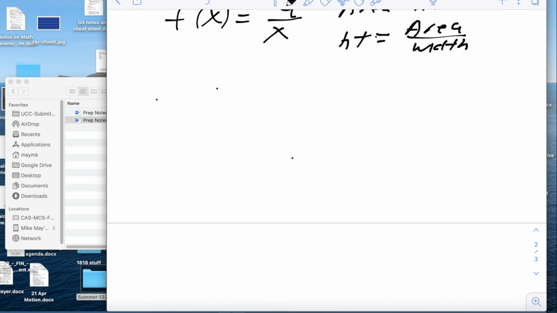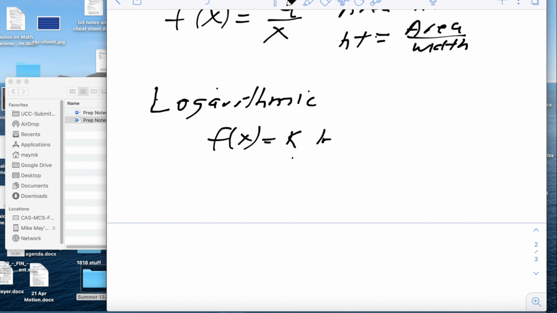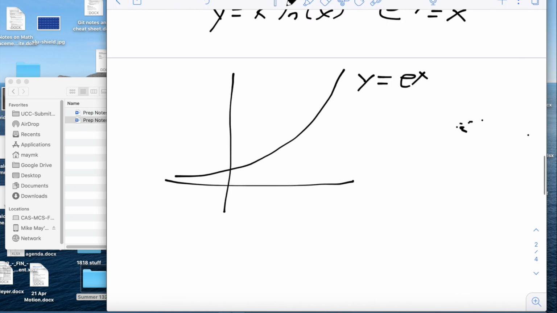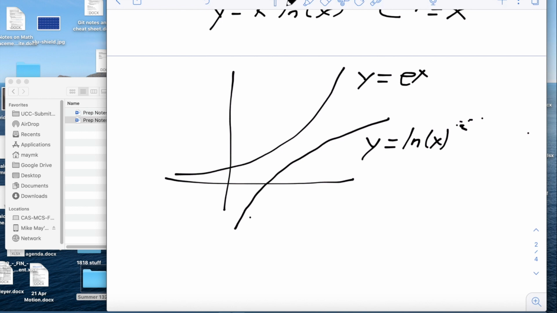The last kind of function I want to look at is a logarithmic. F of x equals some constant k times the natural logarithm of x. If I have y equals k times the natural logarithm of x, that's the same thing as saying... If I have an exponential function, the logarithmic function is gotten by swapping the roles of x and y. This gives you an example of some of the various functions that we'll be using.